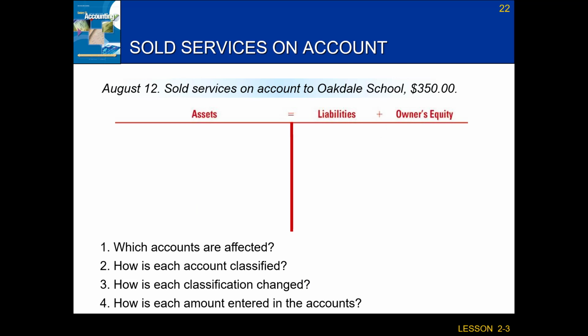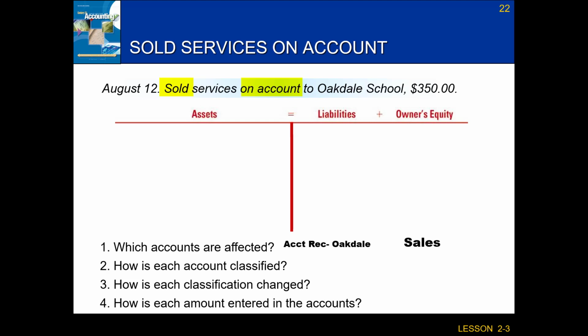Another type of revenue transaction occurs when we've sold services on account. So which accounts are affected? My keyword here is on account. And now I have to determine, is it accounts receivable or accounts payable? When I've sold something to you, I should receive money from that sale. So my first account is accounts receivable from Oakdale Schools. And then my second keyword here is sold. And so that matches the sales.